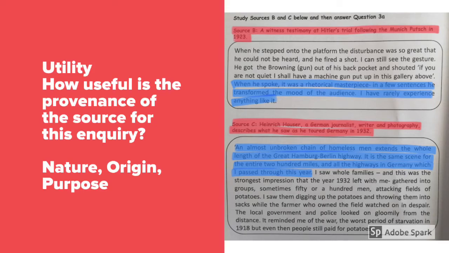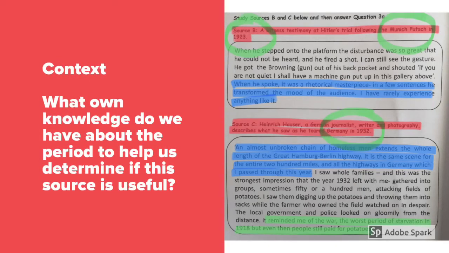This is a German journalist talking in 1932, roughly around the same time that the Weimar Republic collapses. Yes, journalists have the permission to exaggerate in order to entertain their reader, but it's still more useful. We now need to look at some of our own knowledge.